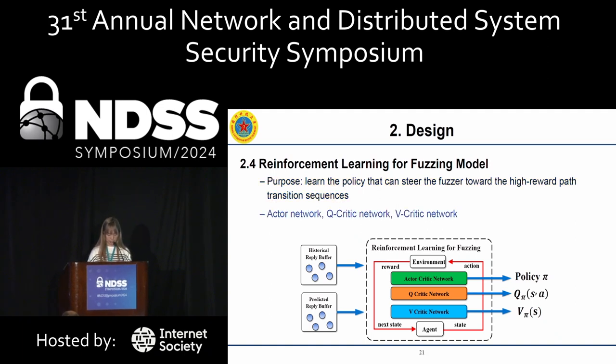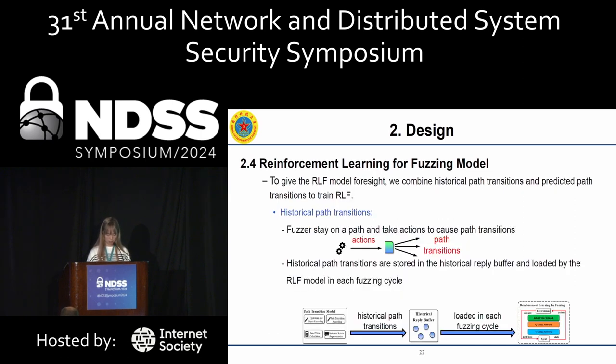To learn the policy that can steer the fuzzing towards the high-reward path transition sequences, we developed the reinforcement learning for fuzzing model. The RLF model consists of an actor network, a Q-critic network, and a V-critic network. We train the Q-critic network to evaluate the expected sequence reward and train the V-critic network to evaluate the transition value of each path. The actor network is trained to optimize the policy to increase the probability of selected actions with an expected sequence reward.